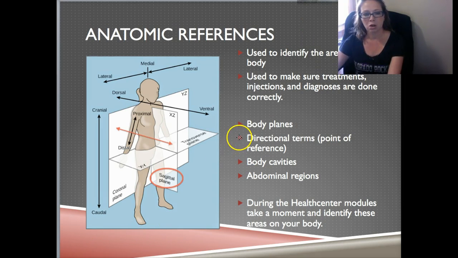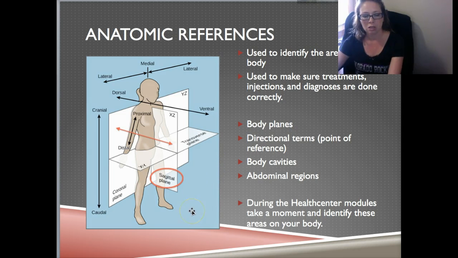The next section, your Health Center 21, is your anatomical references. Great to know because we use these to tell you exactly what to do with the body. So if I said, let's turn your patient laterally, you know which way to turn her, and so on and so forth. So when you're going through that Health Center 21 lesson, make sure you're also making more flashcards so you can memorize exactly where each plane is located, the directional terms, maybe the body cavities, and also the abdominal regions.